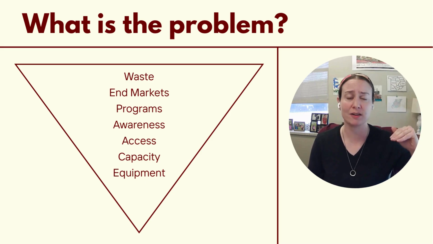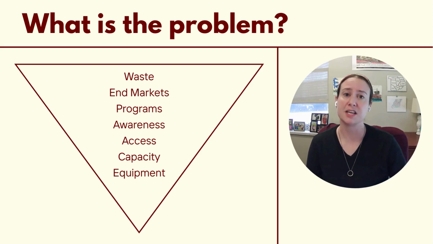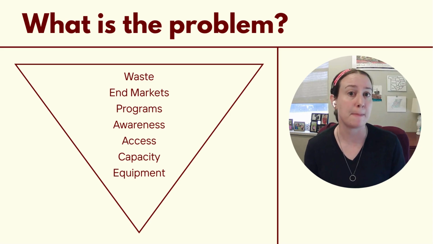But then as you go down, you may have any number of these that your project is going to address. And I think it's helpful to put the context of the project, the context of the problem out there for the reviewers to understand. So perhaps the waste type that's a problem is mattresses. So you may say, do some research, this many mattresses end up in the landfill every year. And for mattresses, the problem might be end markets.